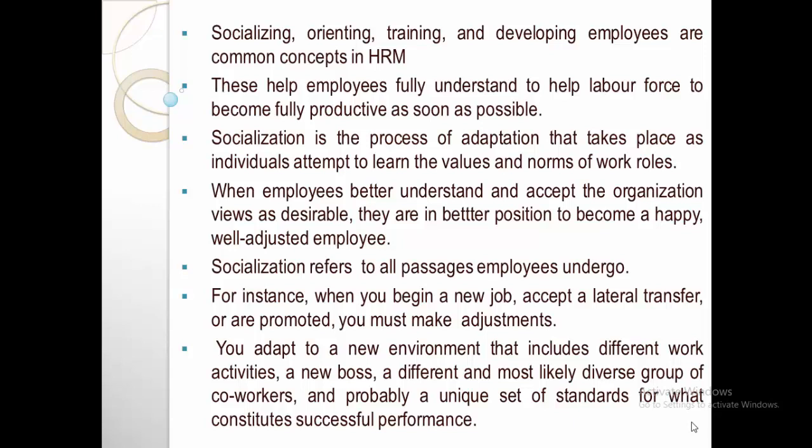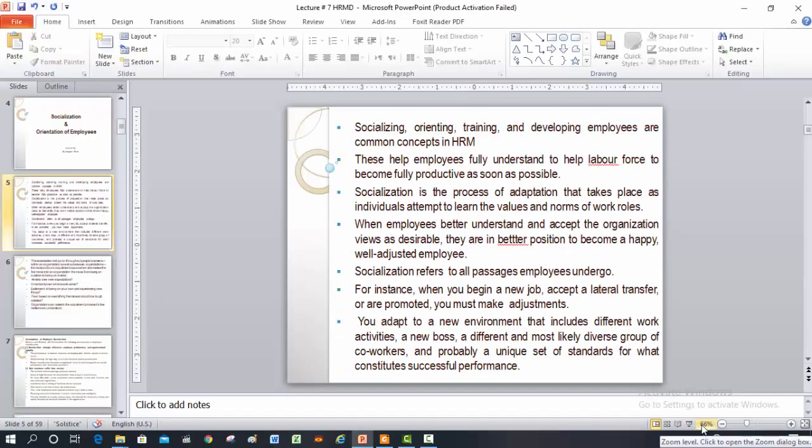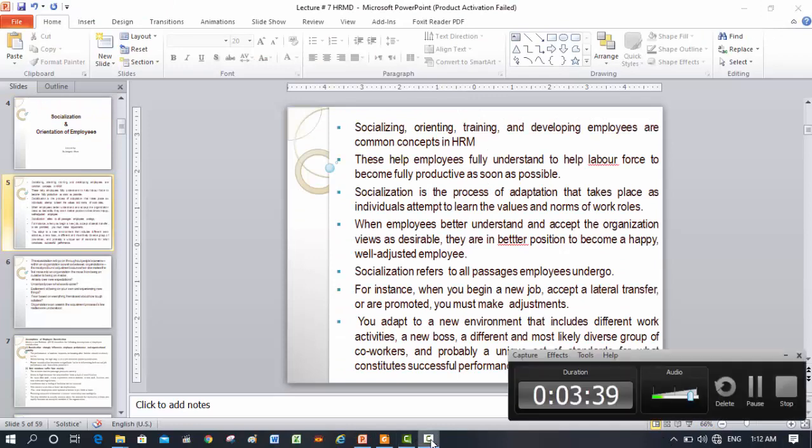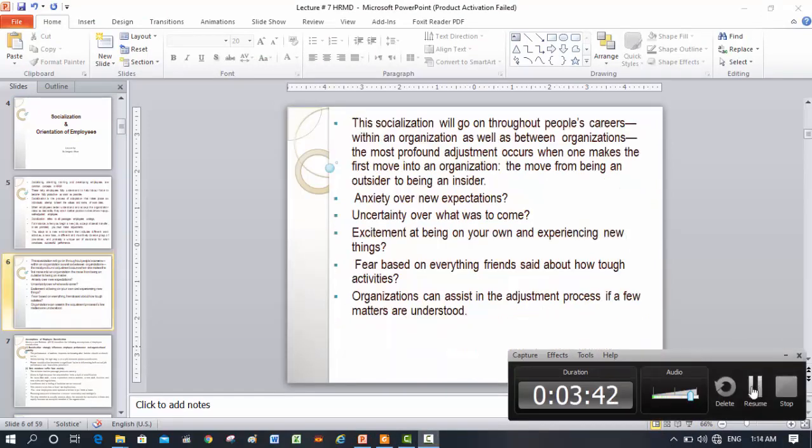Socialization refers to all the passages employees undergo. For instance, when you begin a new job, accept a lateral transfer, or are promoted, you must make adjustments. You adapt to a new environment that includes different work activities, a new boss, a different and most likely diverse group of co-workers, and probably a unique set of standards for what constitutes successful performance. So socialization is an important and integral part.